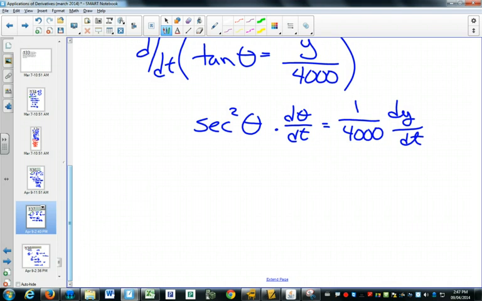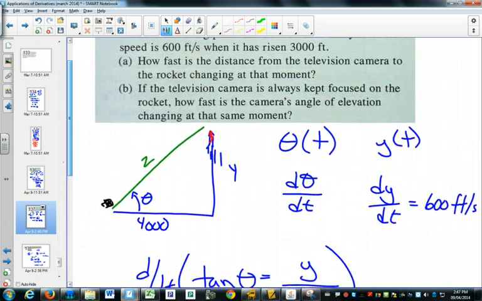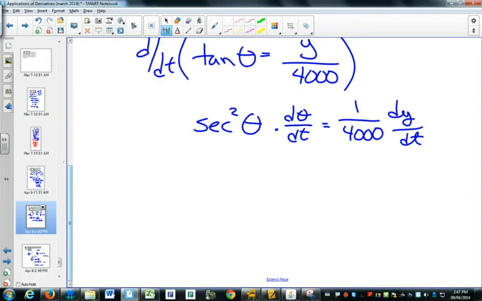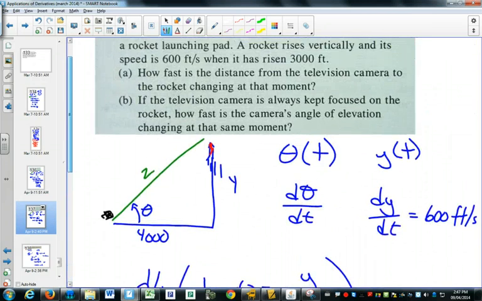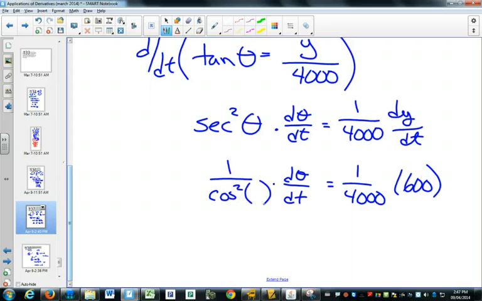Okay, so in order to figure this out, we wanted to figure out when y was 3,000, right? Exactly when it has risen 3,000. But that does not tell us anything in the information here because, well, we know that we still have this is 600 feet per second. Is that right? Yeah. So we know that this is 600. We want to solve for d theta dt. But what is, maybe I'll even write this as 1 over cos squared. What is theta?